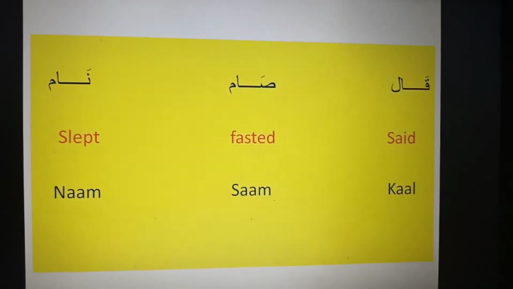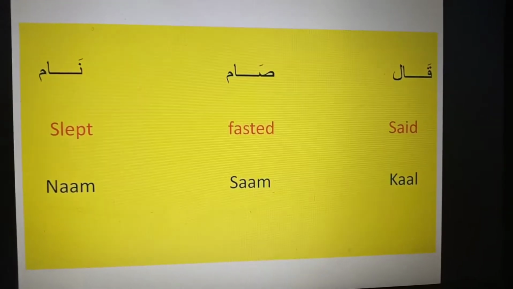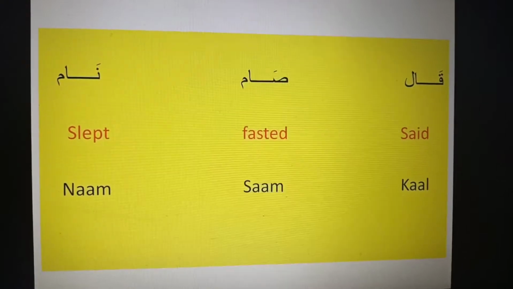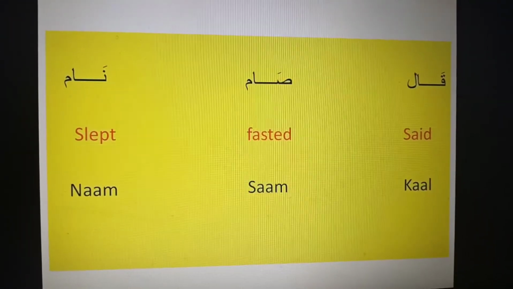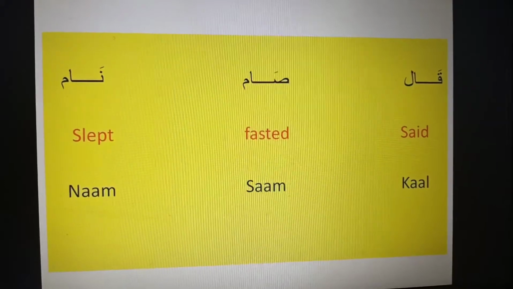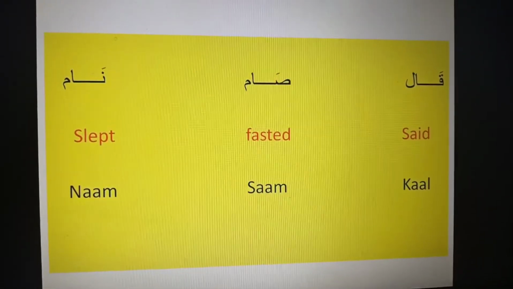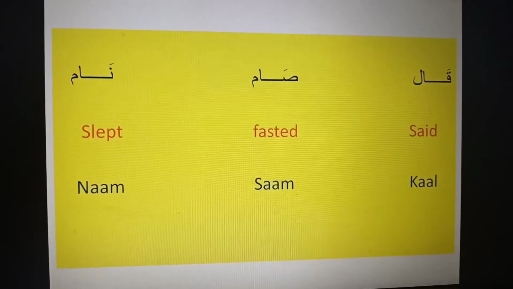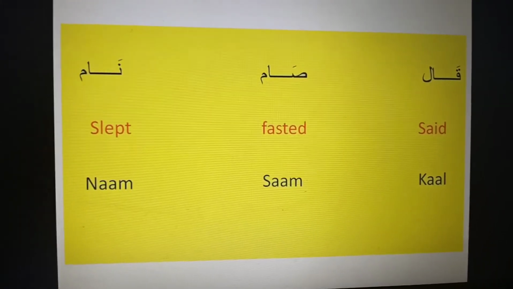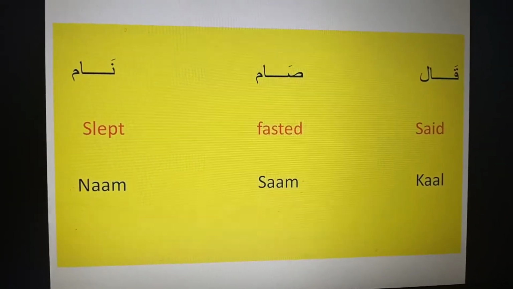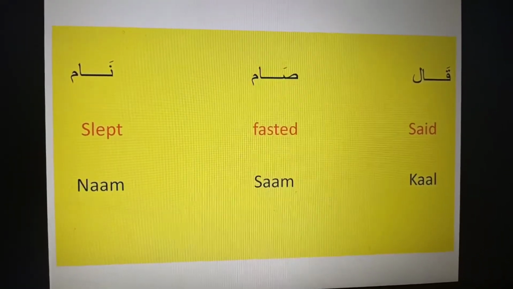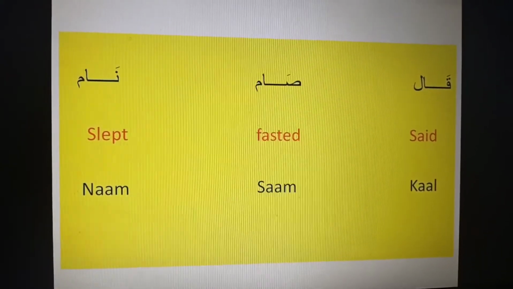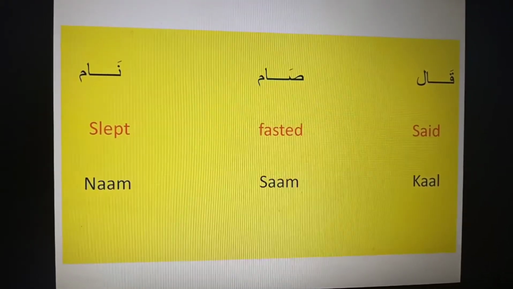So let's take qala, meaning said. Qala has the first letter qaf, which stands for K in English, and it has fatha on it, so we precede it by the A vowel. A stands for the A vowel on it. And then the alif, so we put another A sound, so it becomes qala. You can see how deep that sound is.